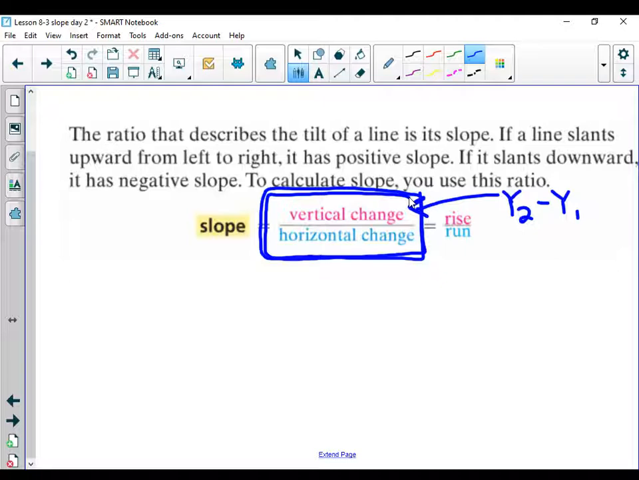Oh, my pencil broke. Oh, you have another one?